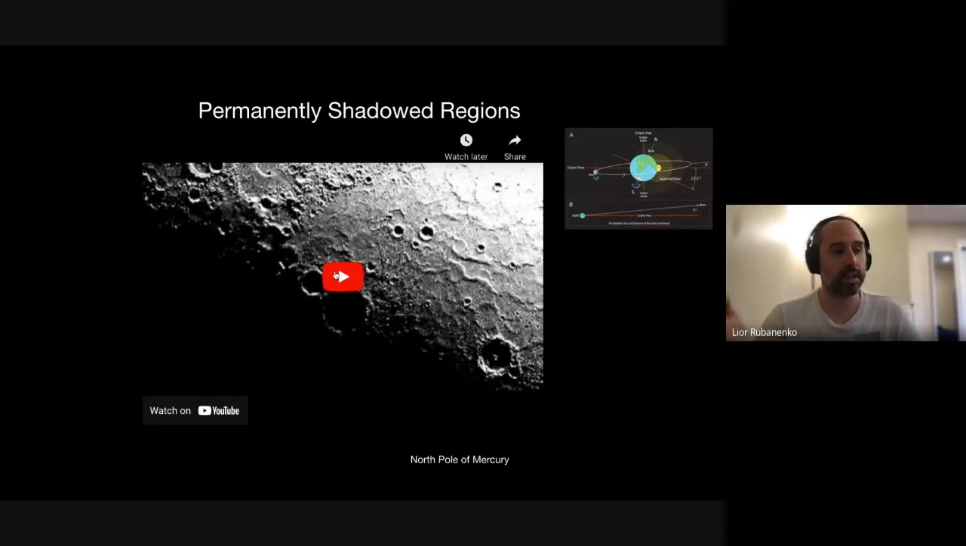The reason for that is that Mercury is in an orbital state that causes its axis of rotation to be always perpendicular to the ecliptic plane. So you can imagine that if you dig a hole near the pole of Mercury, then this hole, like those craters, would just cast a very persistent shadow.